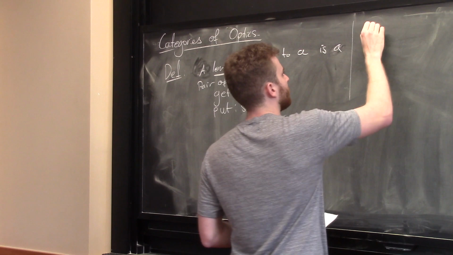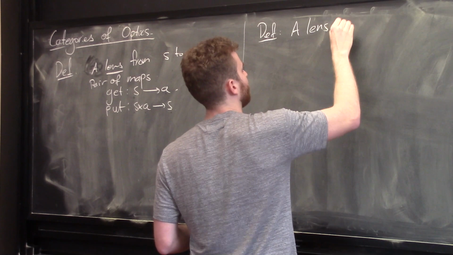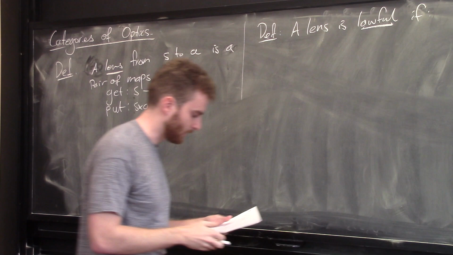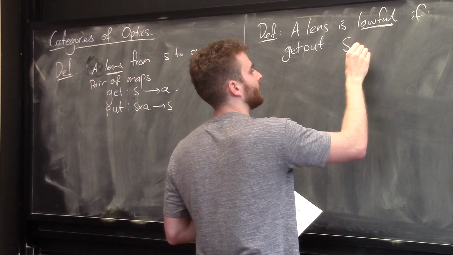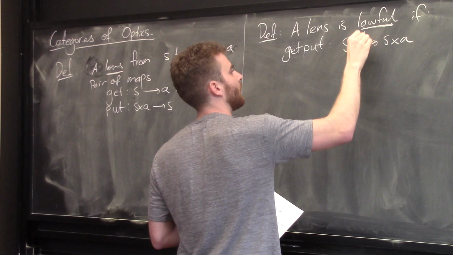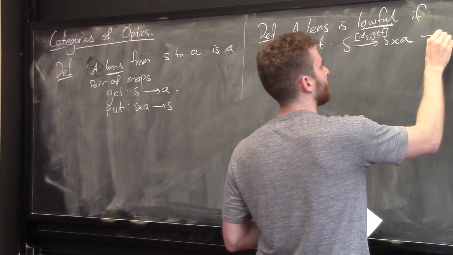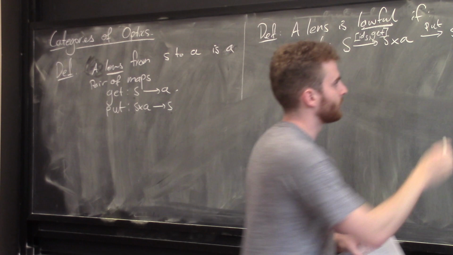So we're going to say a lens is lawful if the following three things hold. These have kind of goofy names. We've got get put. And so what this says is if we have an S and we pull out the A, so keep S the same, and use get to get an A, and then we put the A that we got out straight back in, this is supposed to be just the identity on S. So that's the first law.